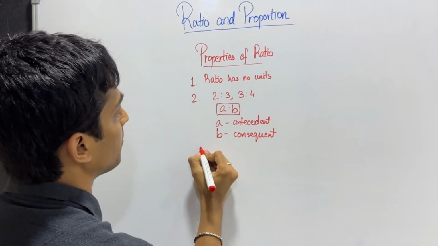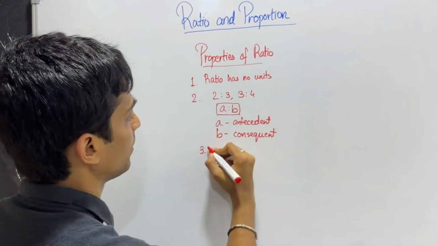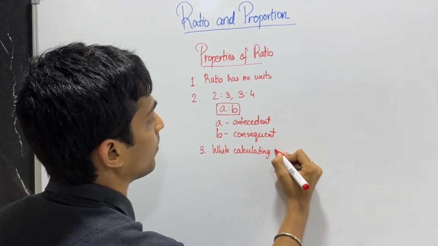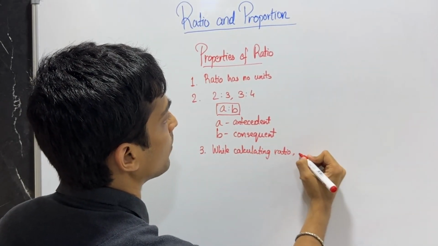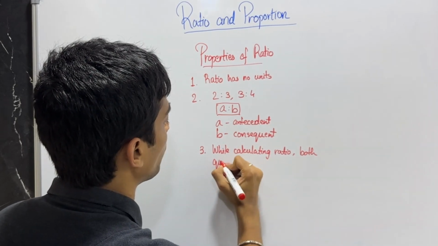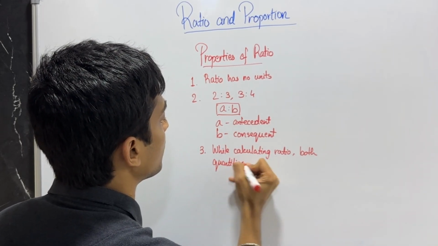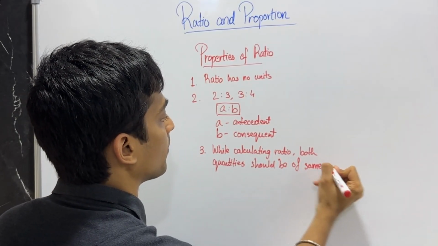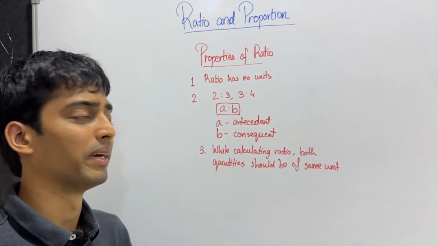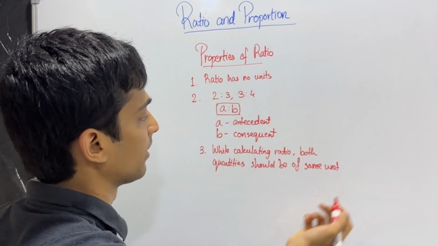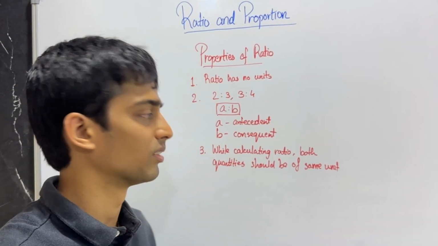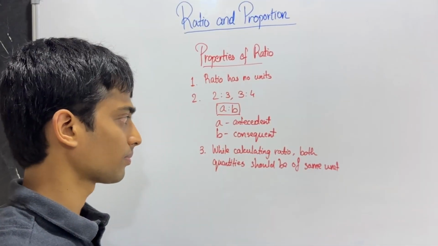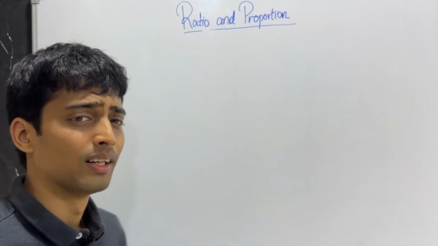Third point, while calculating ratio, both quantities should be of the same unit. Now let's say you are comparing the heights. You cannot compare centimeter and meter. Both have to be either meter or centimeter. So both of the quantities should be of the same unit. Only then you can find the ratio. So these were the three properties of ratio. Let's move on to the next part.